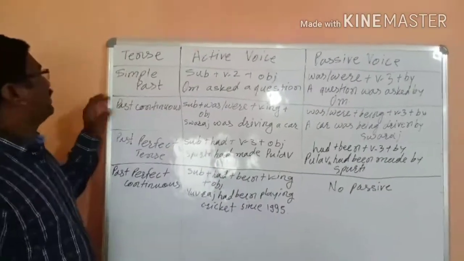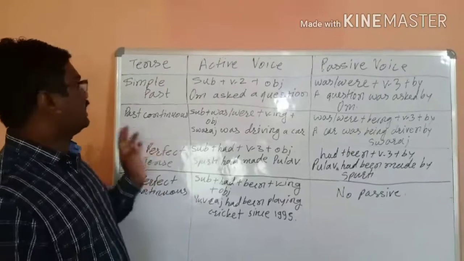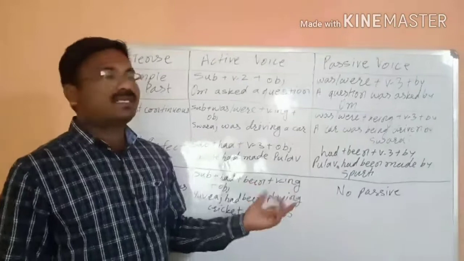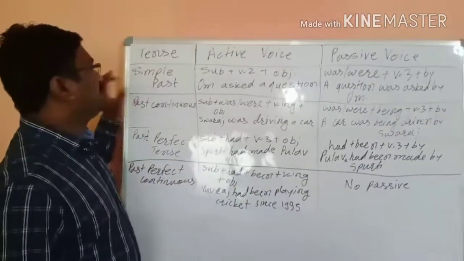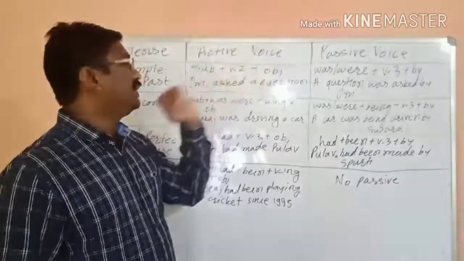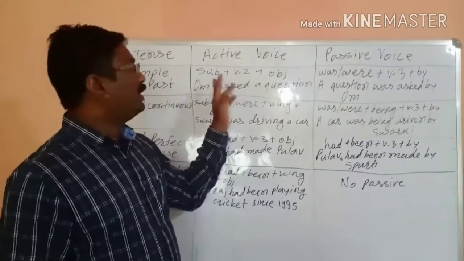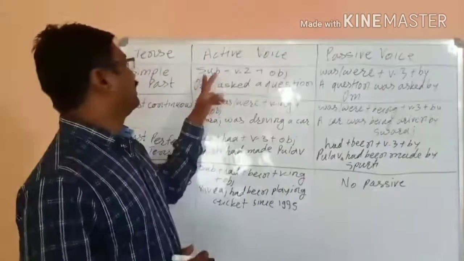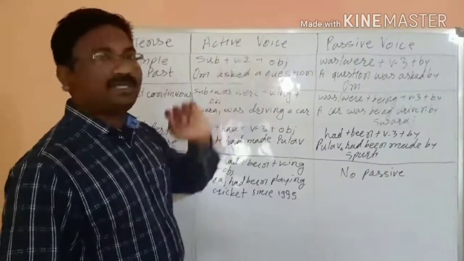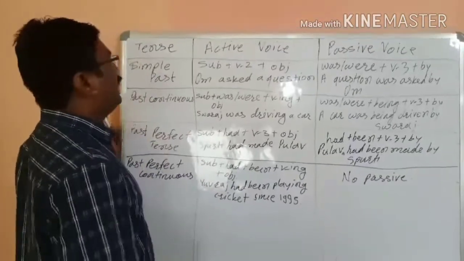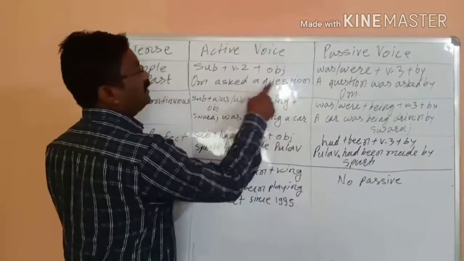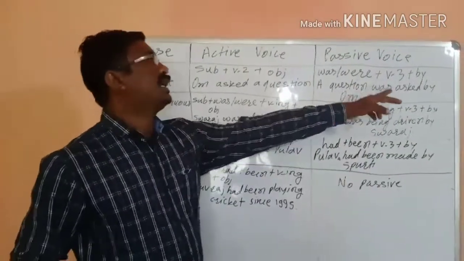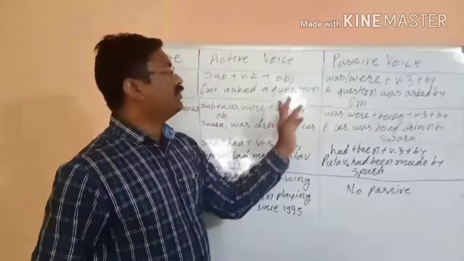Look at this here second table now. We are going to see past tense. If active voice is in past tense, what changes are going to be there, that we are going to study. If it is in simple past, as I already told you, you note down these formulas also. So your tense, whatever the doubts are there, that will be also clear. Subject plus V2 plus object we use in simple past tense, and in active you see Om asked a question. A question was asked by Om.